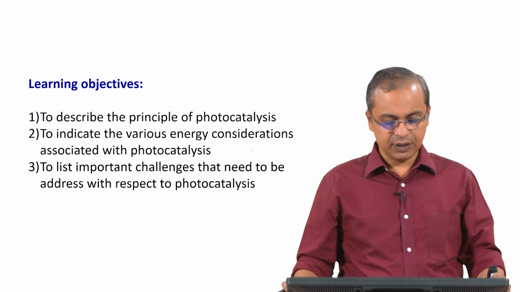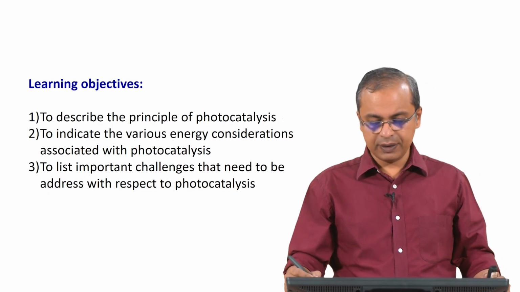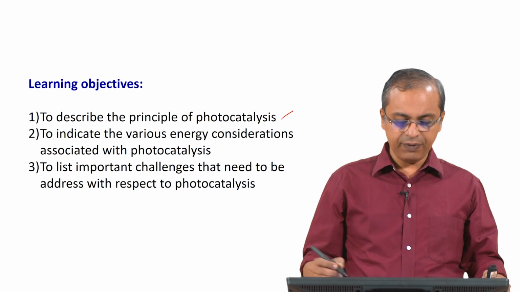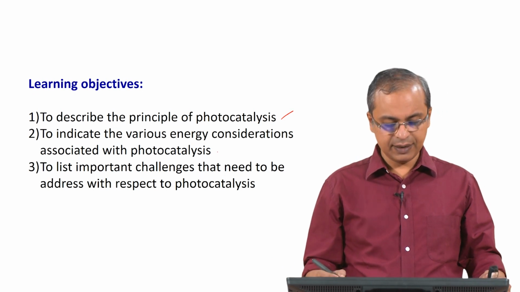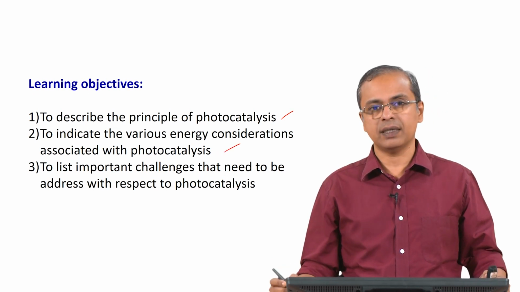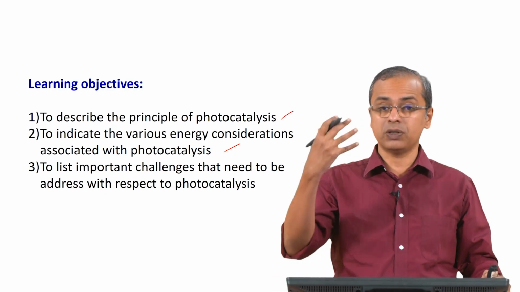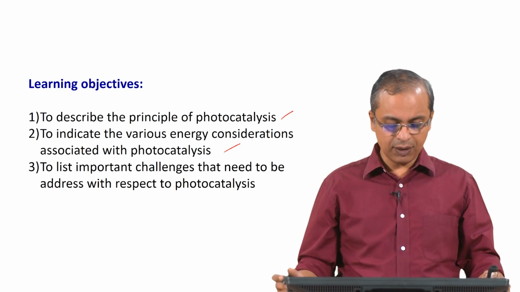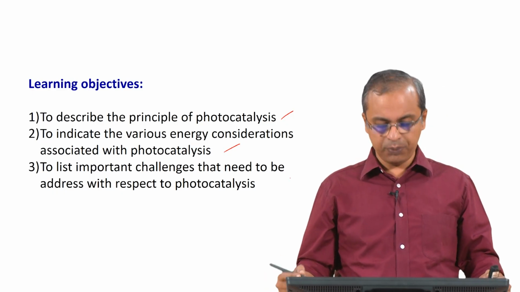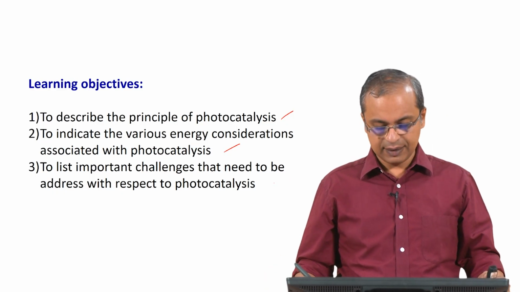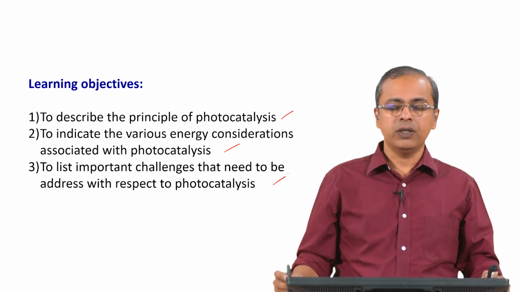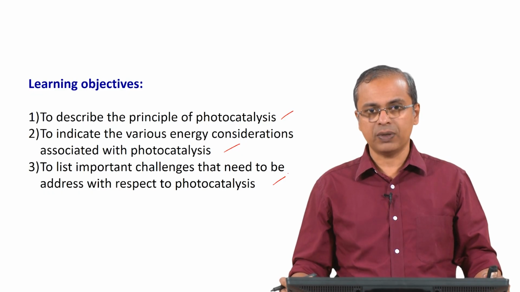Our learning objectives for this class are to describe the principle of photocatalysis. We will look at various energy considerations associated with photocatalysis, how it is put together, what the thought process behind it is, and what the science behind it is. Also, as always, it is important to understand what challenges one needs to address in the context of photocatalysis. So, these are broadly the ideas that we will look at.